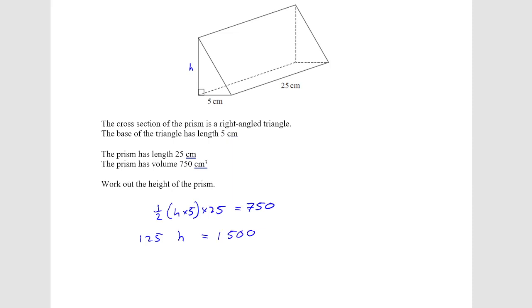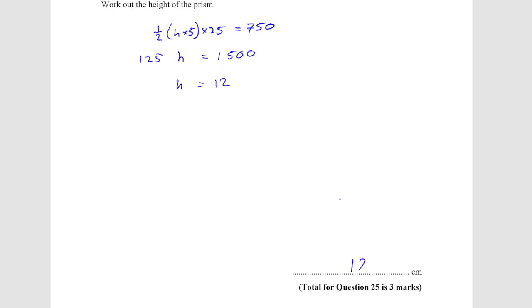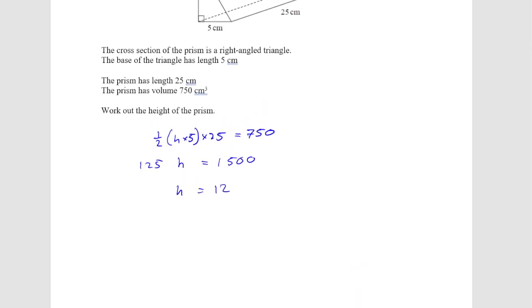And then if I divide both sides by 125, I get h is equal to 12. So the height of the prism is going to be 12 centimeters. I'm just going to show that to double check. 1,500 divided by 125. Well, it goes once into that with 25 left over, and then that goes in twice. Yeah, so 12.